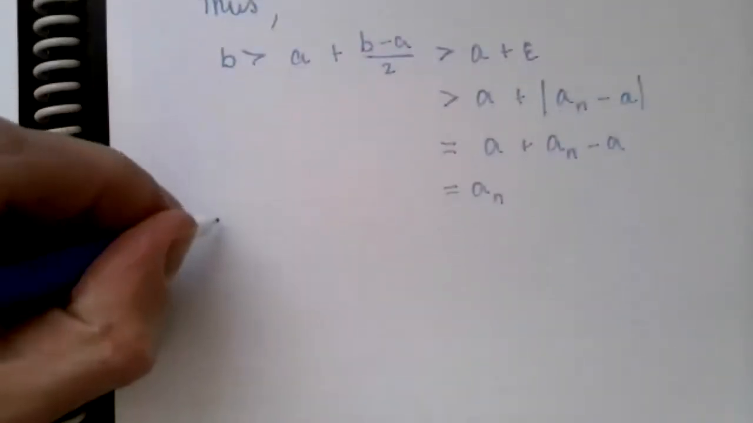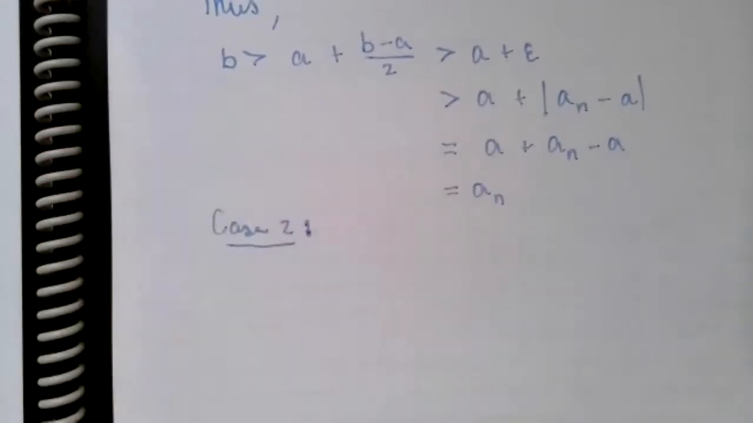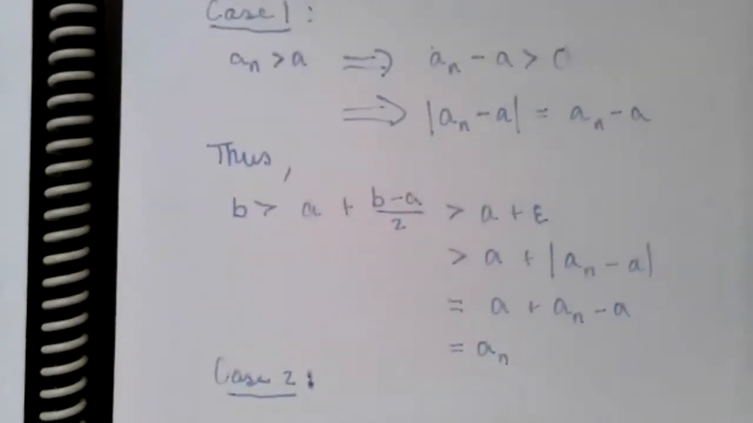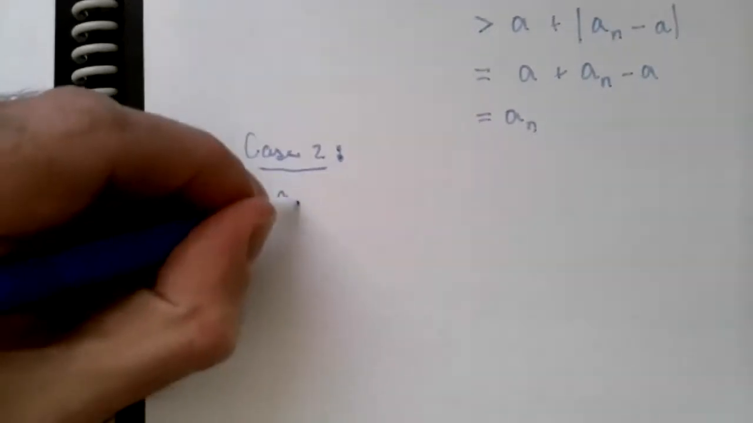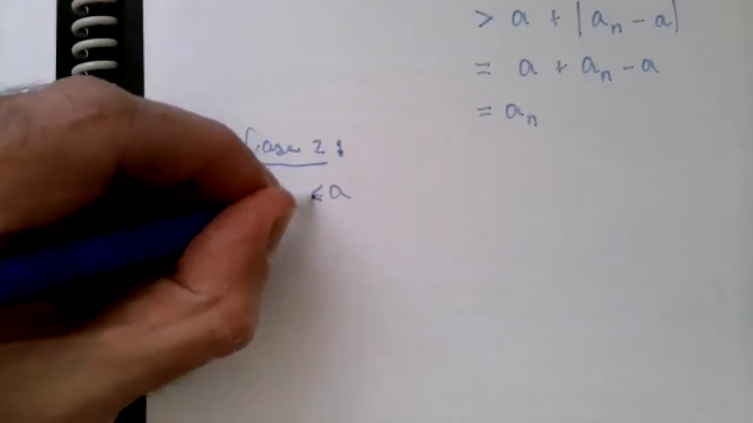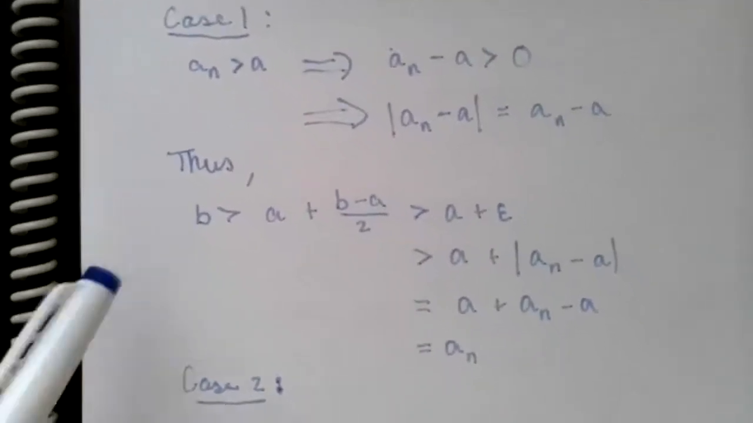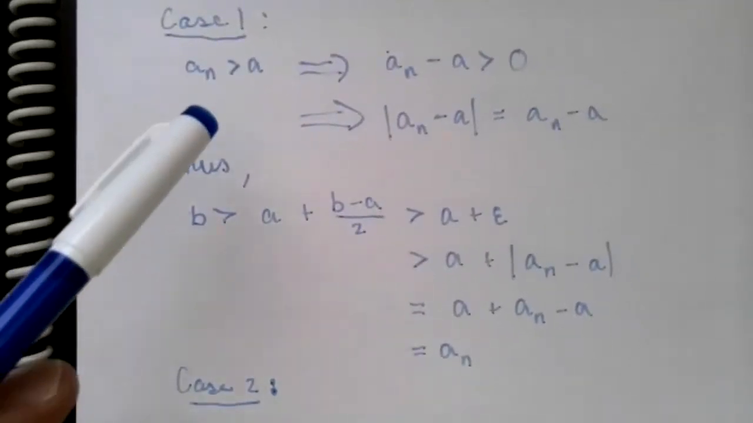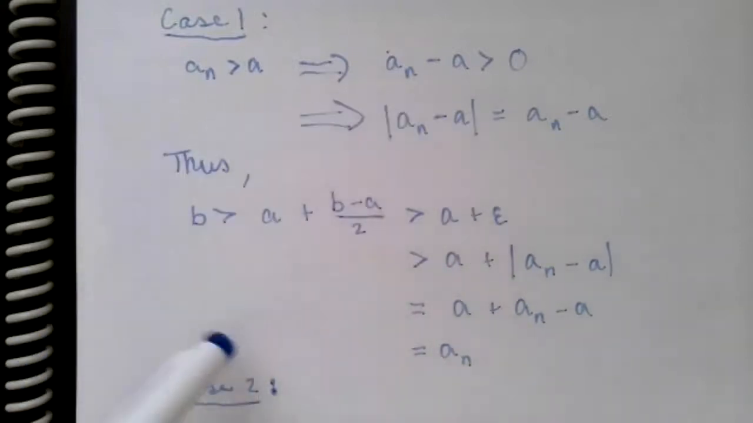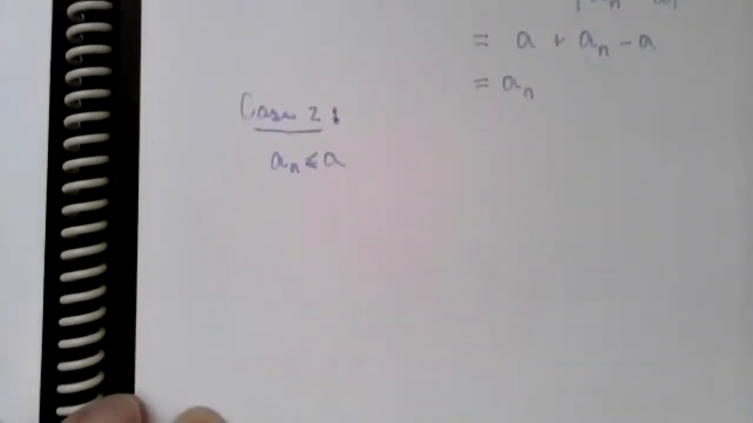What's the other case we should look at? a_n is less than a. Right, the other way, the other inequality. In fact, I'll deal with less than or equal to here. Now here I had to do a little bit of gymnastics, getting things set up correctly, to eventually get that b is greater than a_n. This one is super easy.